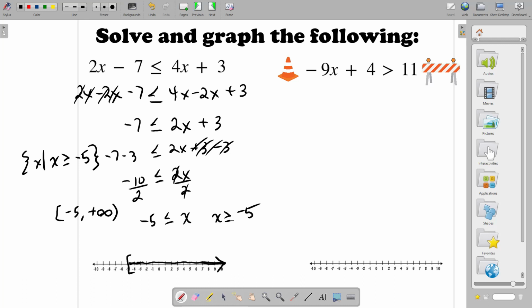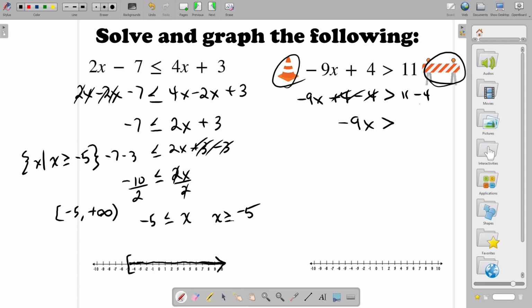All right, over here on this side, I see some warning signs. Something different's going to happen here. Let's see what that is. Here we've got to subtract 4 from both sides. The 4's add out. We get negative 9x greater than 11 minus 4 is 7.